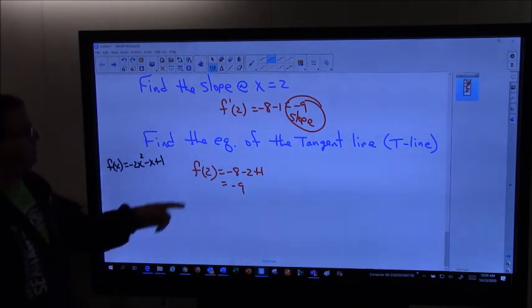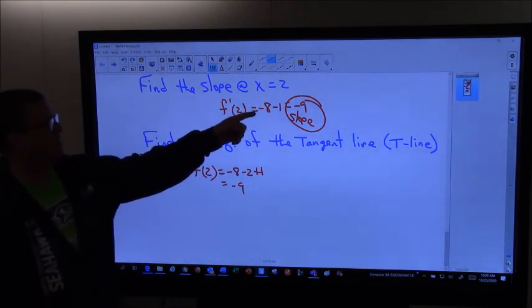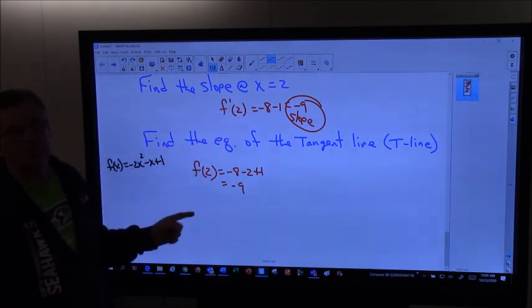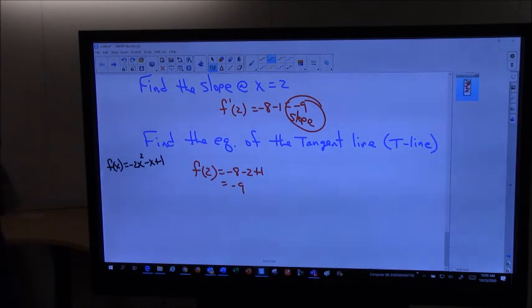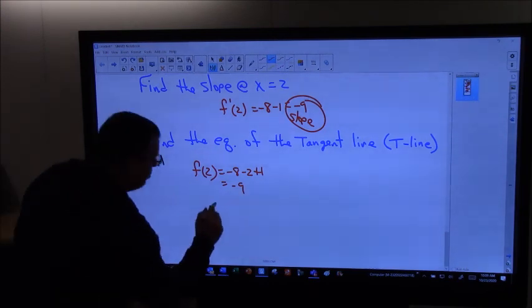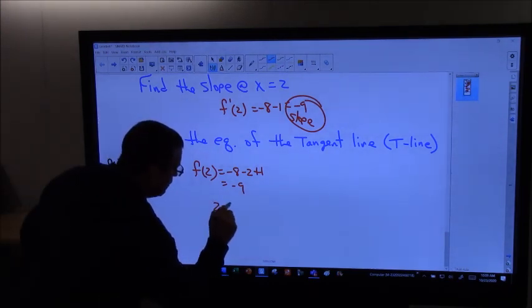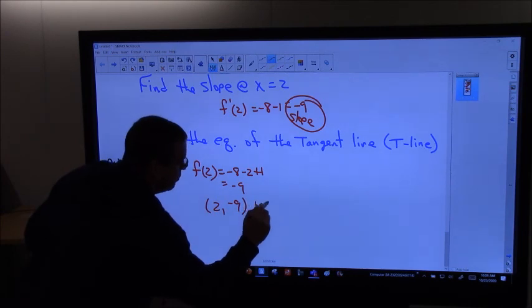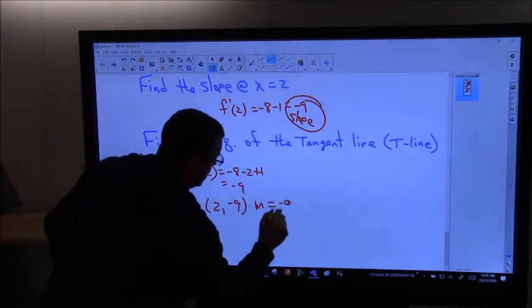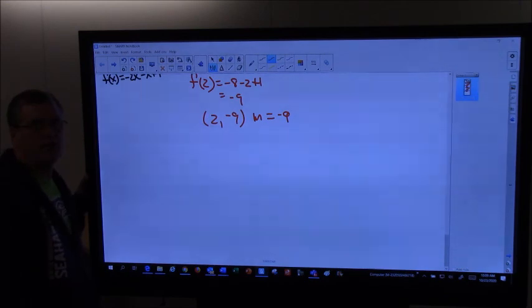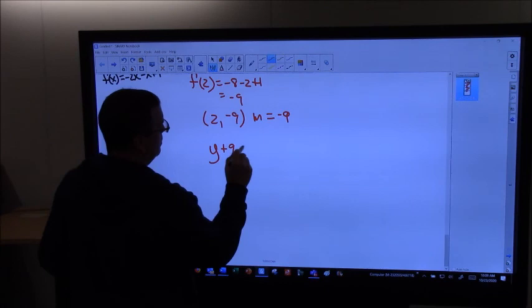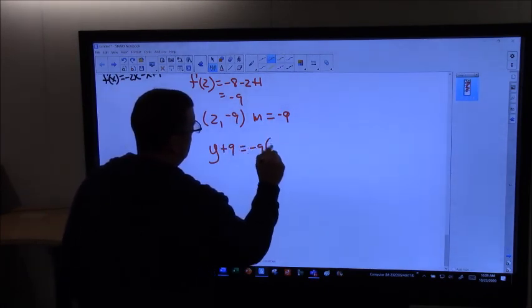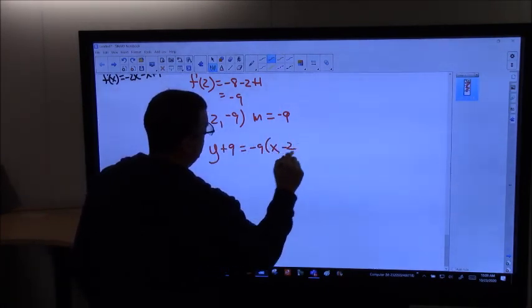Okay, that's pretty weird. You don't always get the same slope as you do y value. Okay, that's just a coincidence. So I don't want you guys to think that that's a normal thing that happens. Okay. So what I have is the point 2 comma negative 9. And our slope is negative 9. So now I just have to write the equation of that line. So y minus the y value equals the slope times x minus the x value.